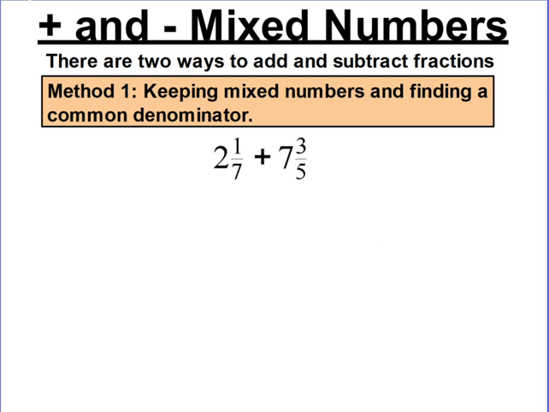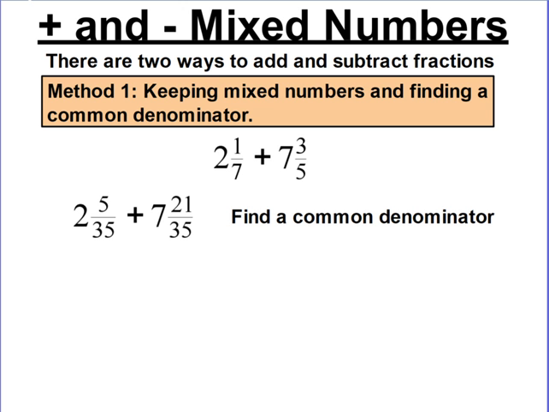7 and 5 are your two denominators. You can multiply those together to get 35, and that just happens to be your least common denominator. So finding the common denominator, 35, I adjusted my two fractions. 7 times 5 is 35. 1 times 5 is 5. 5 times 7 is 35. 3 times 7 is 21.